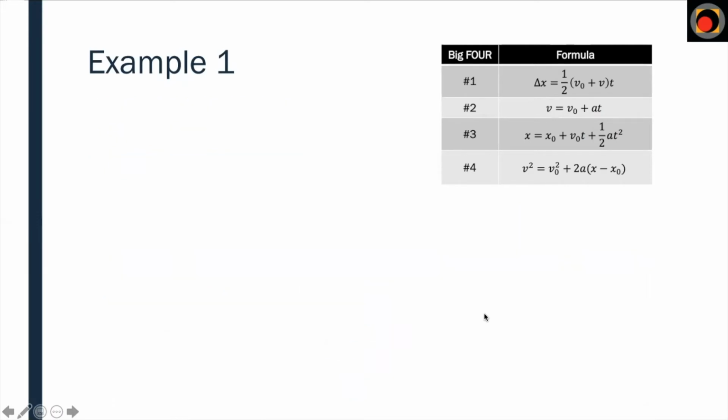We need to do the second question. The second question is asking us for the distance. Now that we have the acceleration, we can use big four number three. Because we're looking for the distance, we know that the initial position is 0 because that's what we stated. That's why our frame of reference should always begin with 0,0 in the initial position. So it is 0. Okay. We have the initial velocity. We have the time. Now we have the acceleration, we got it from the previous exercise. So again, we have everything except one, the thing that we're looking for.